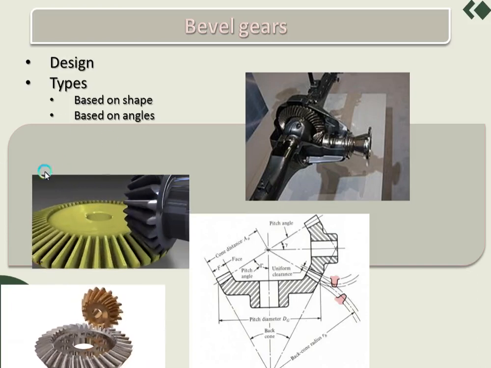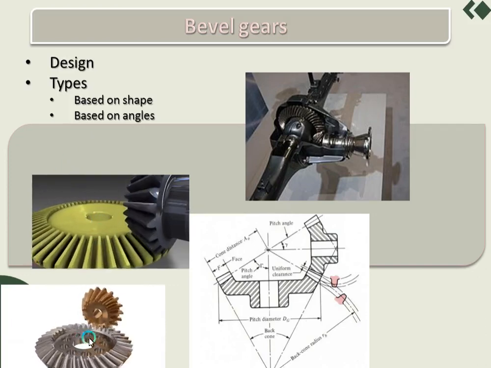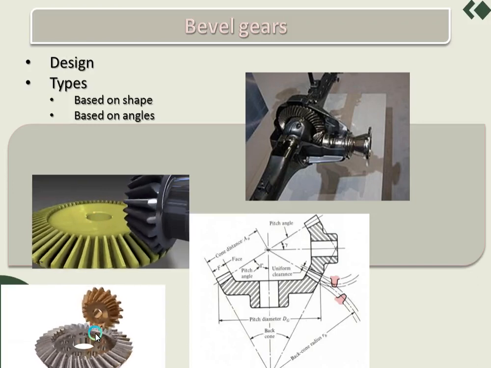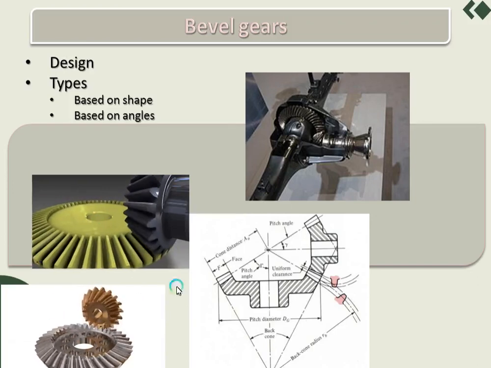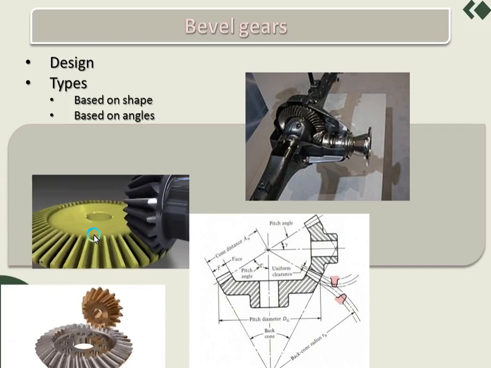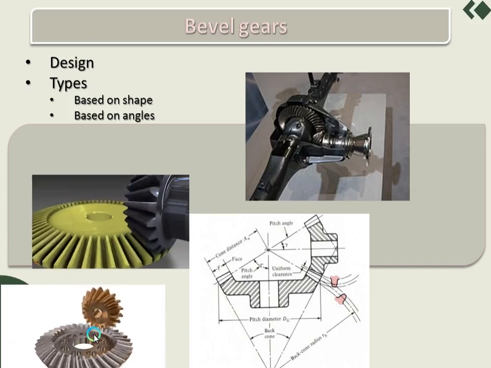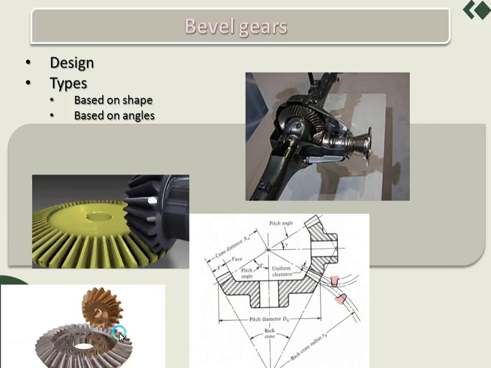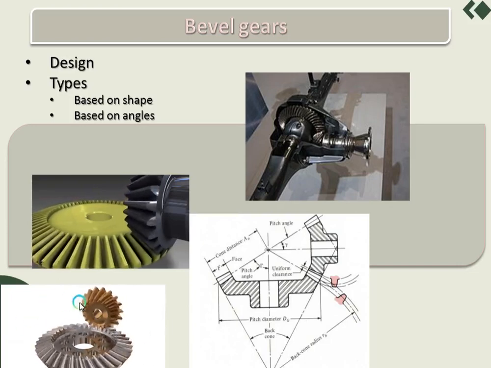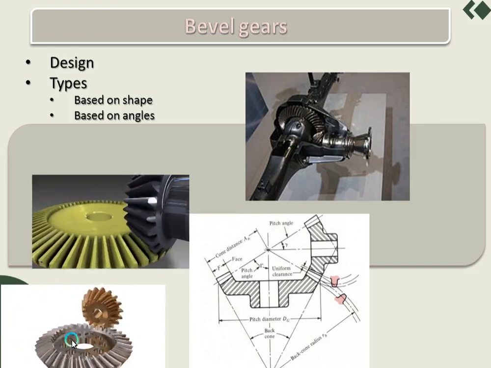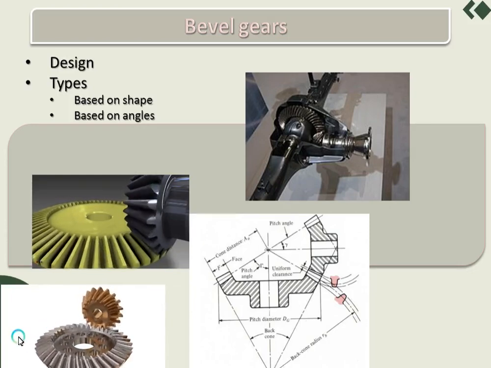Straight tooth bevel gears have more wear compared to spiral bevel gears. That's why straight tooth bevel gears are restricted to limited power applications, whereas spiral bevel gears, since they have less noise and less wear rate, can be employed in high power transmission. So based on the shape of the tooth we have these two types of bevel gears.